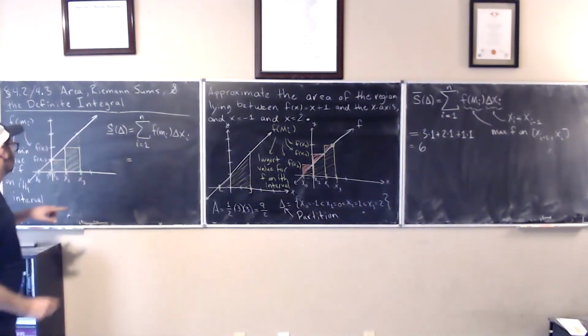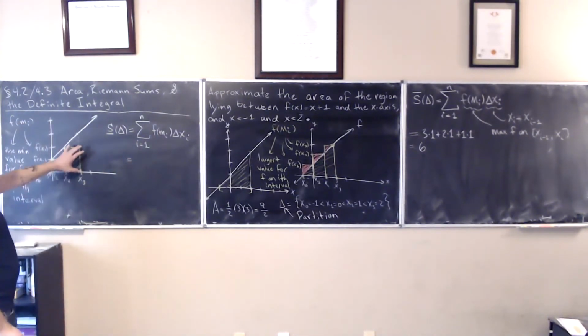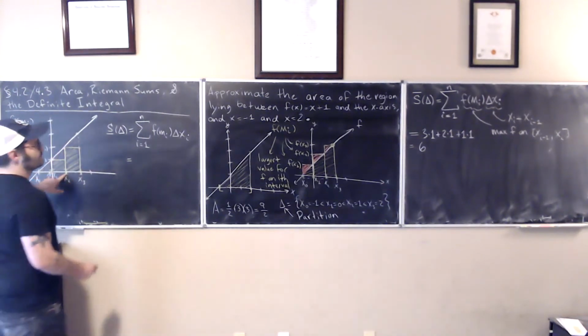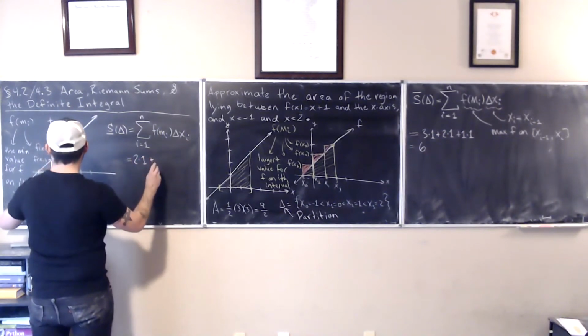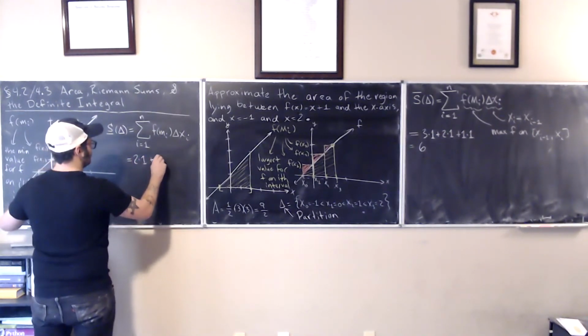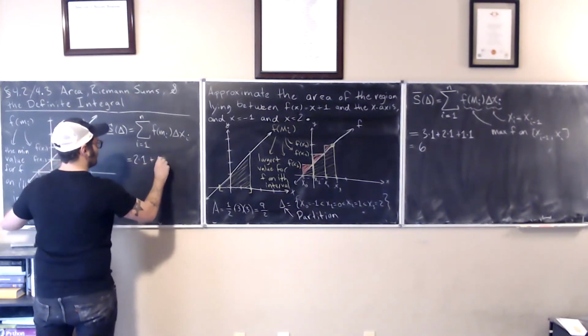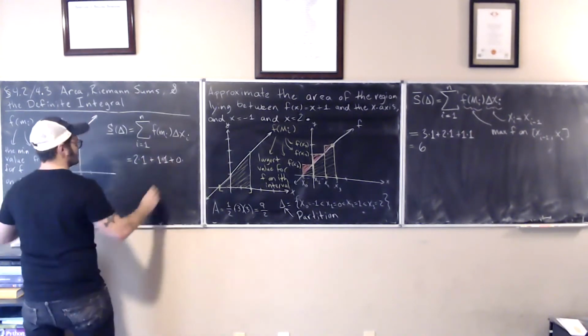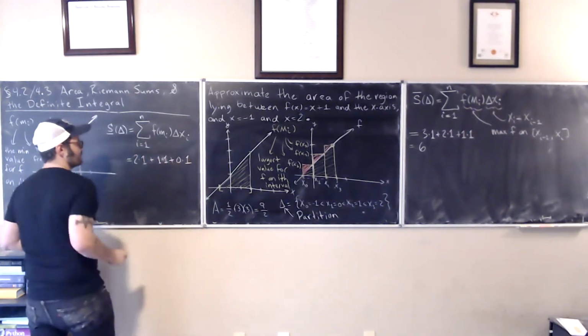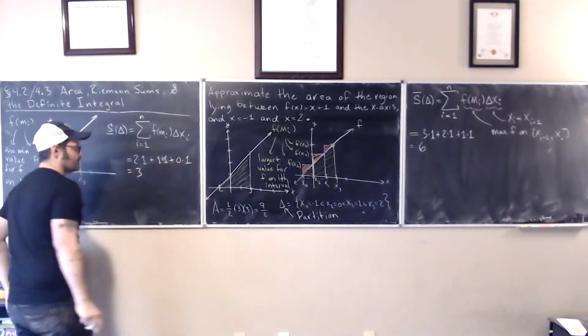So what is this sum? The height here would be f of x2, so 2 times 1, plus 1 times 1, plus 0 times 1. That's the height of the last rectangle. So now we have 3.